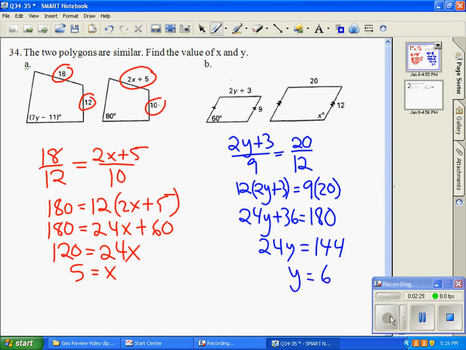Okay, actually on the first problem we have one more part to do. I forgot in part A we still have to find the y. And so remember that corresponding angles are congruent, so these two angles are corresponding to each other. So we just have to set them equal to each other. So we have 7y minus 11 equals 80.